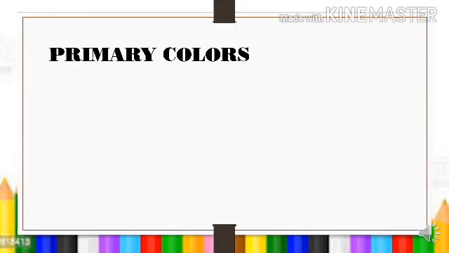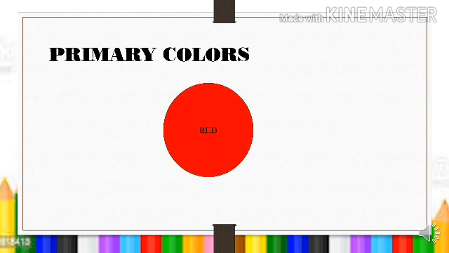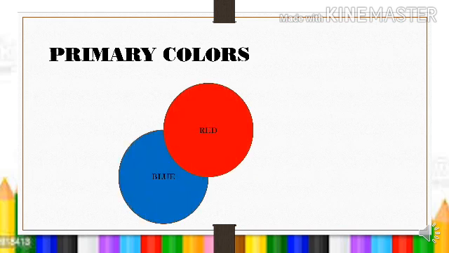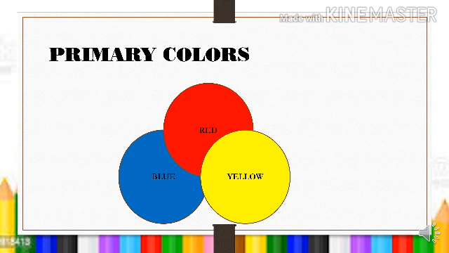Primary colors. There are red, blue, and yellow. They are primary colors. Again, red, yellow, and blue are primary colors.